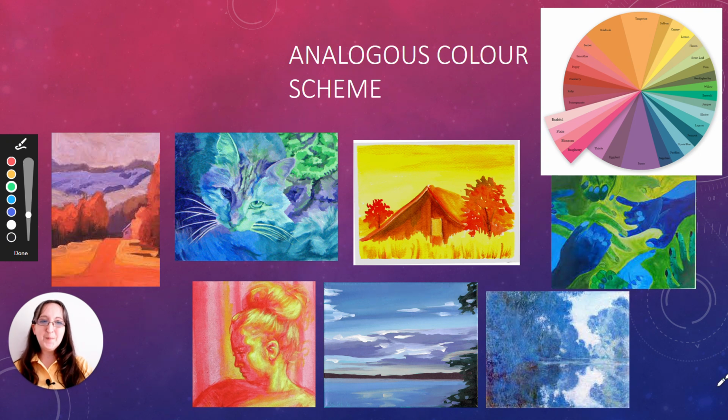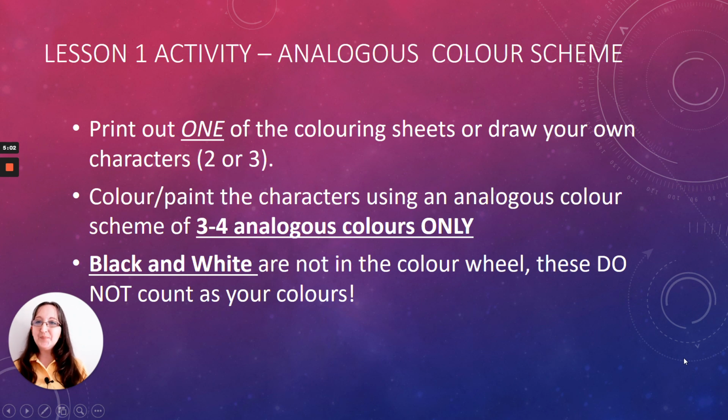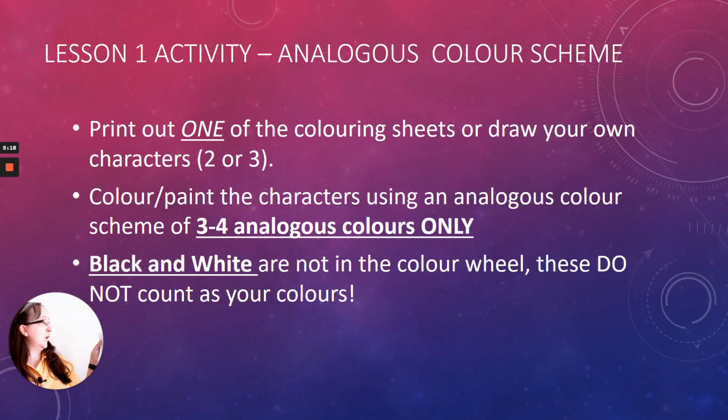Okay, so our activity for this lesson is using an analogous colour scheme. I changed the handout, the worksheet, so I put both pictures onto the one paper. Originally I had one picture for the whole paper, then I realized that can be a lot of colouring and might take you a little bit too long and you may get a little bit bored. So I made both pictures on the one sheet.